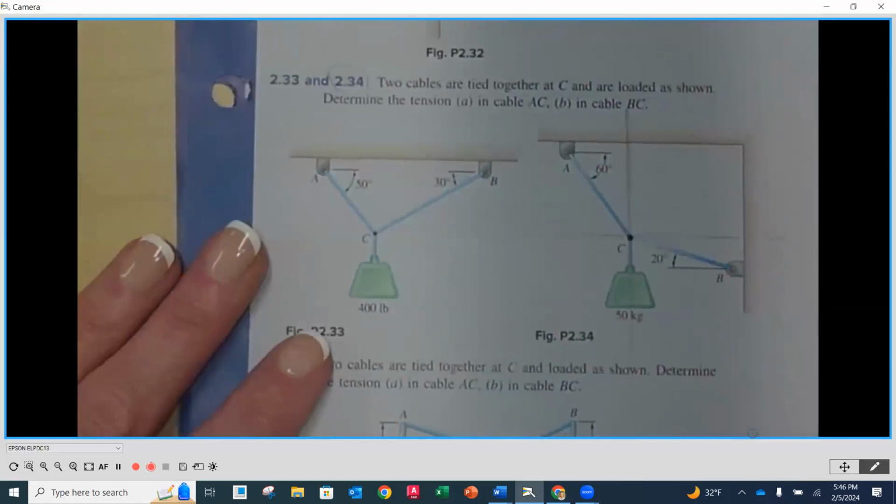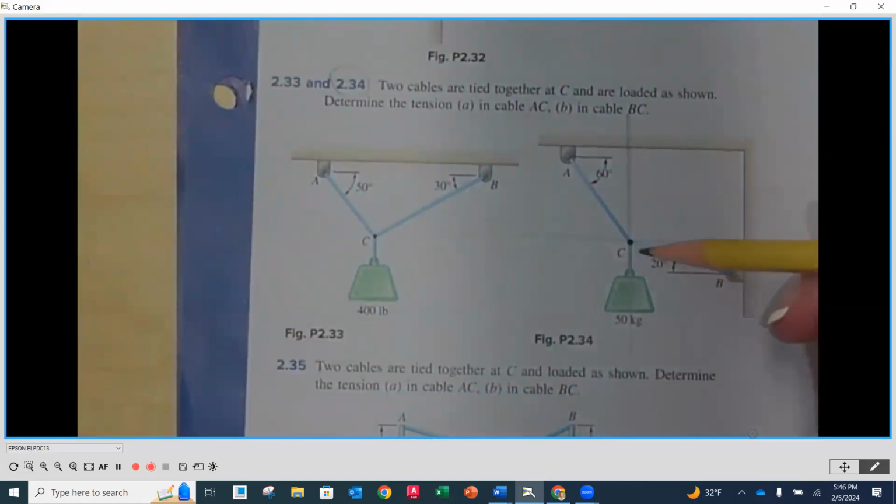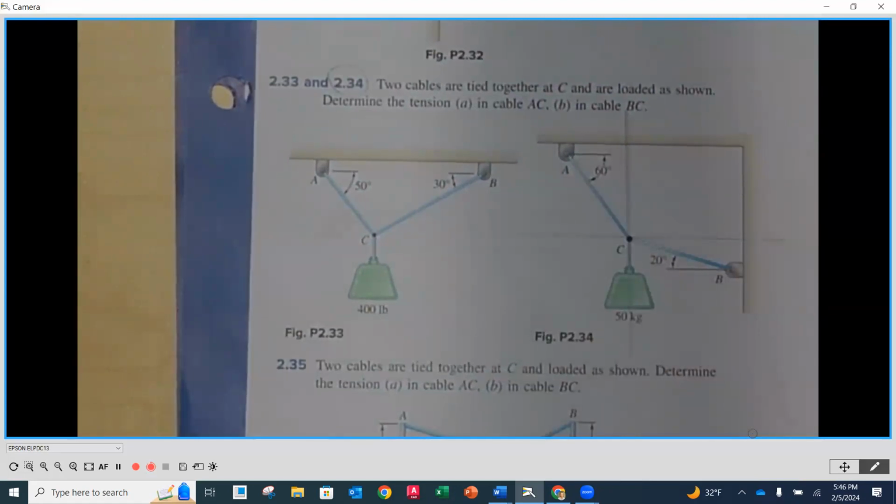And then we're going to have a force coming straight down. Now, this force coming straight down is not going to be 50 kilograms. Why? It's a weight. So why can't I just put 50 kilograms going straight down on a vector? Why can't I do that?